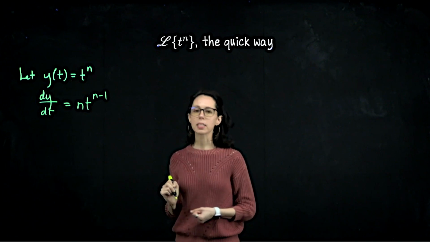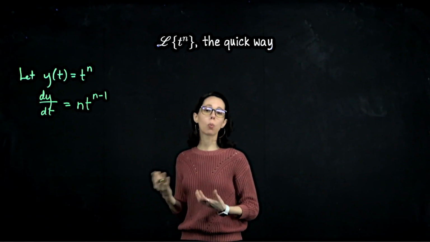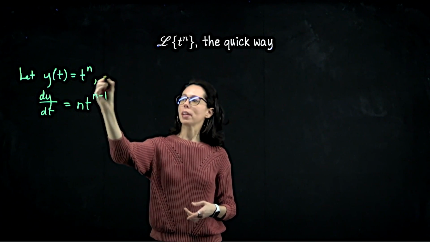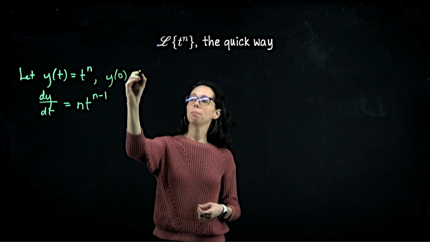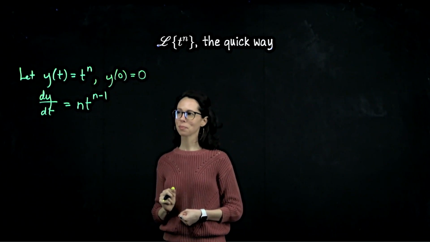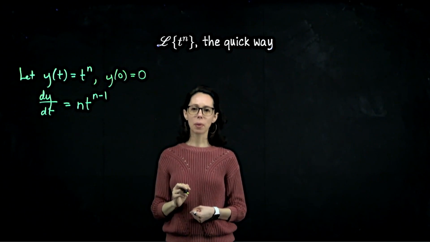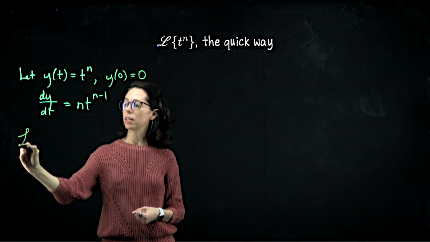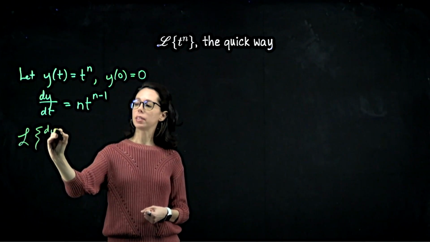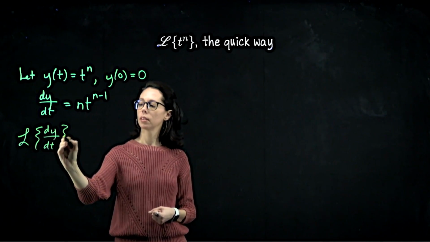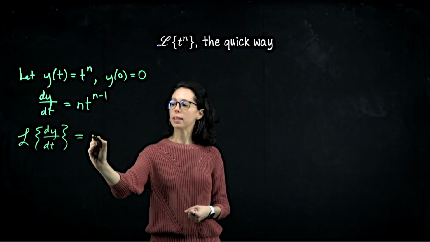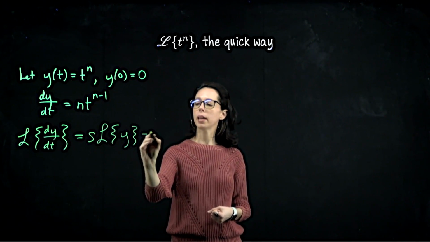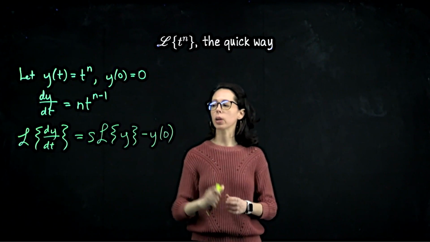And also the other piece of information we will need for that identity is what y of 0 is, but y of 0 is 0 to the n. So let me just make a note here that y of 0 is 0. That's nice. Okay, let me start plugging this information into that identity. We will need that the Laplace transform of dy dt is equal to s times the Laplace transform of y minus y of 0. This is the identity that we're going to use.